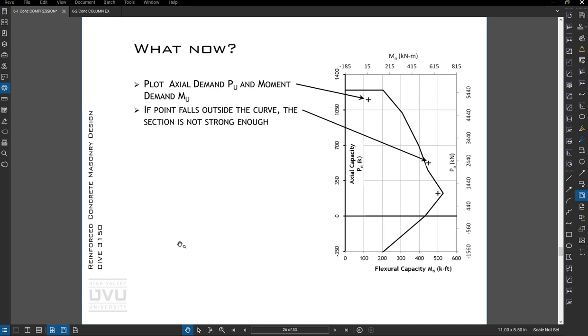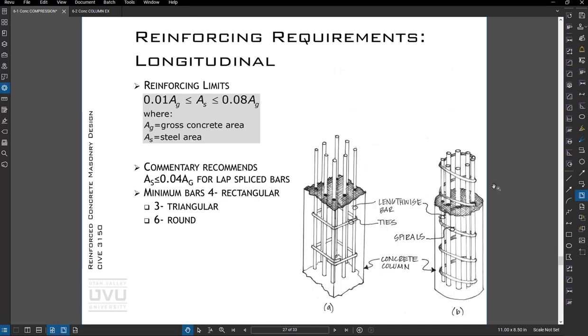Okay, so that wraps us up on the calculation part. I'll tell you now, it's not easy. It takes some time, so don't wait to start your homework till an hour before it's due, because that won't go so well. So just quickly to wrap up, there's a few more slides that talk about reinforcing limits.